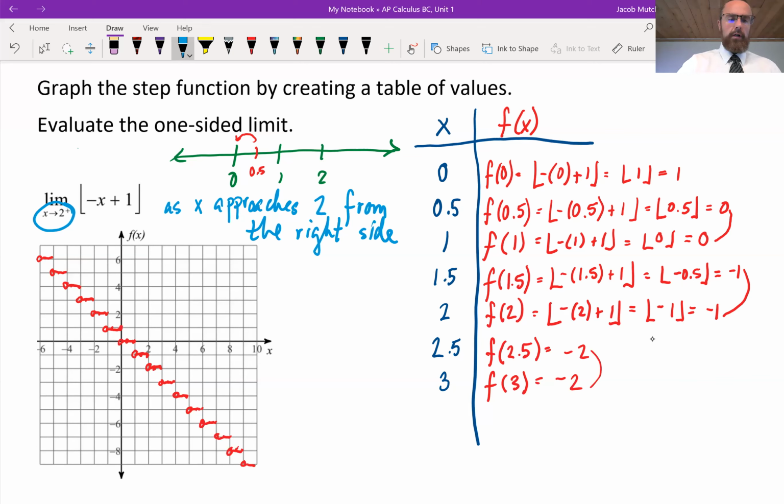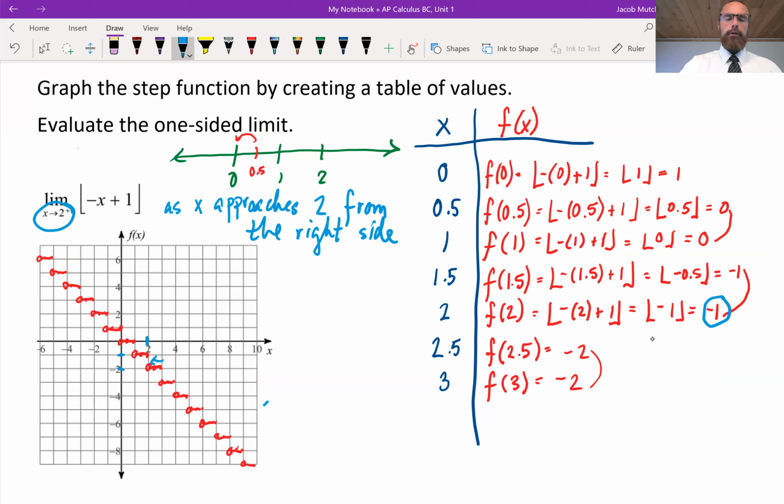So let's look at our graph. Here's 2. So if I'm coming from the right-hand side, the question is, am I going to be at the level of negative 1 or at the level of negative 2? Well, the right-hand side is from the level of negative 2. And notice I can't actually say that f at positive 2 is negative 2. It is negative 1. But if I'm coming from the right side, I'm still on that level of negative 2.